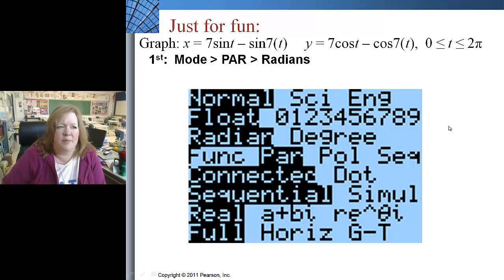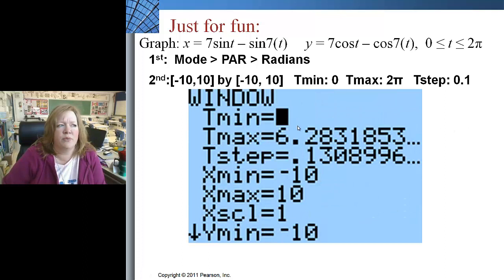The second step is going to go to the window, and if you'll notice, your window changed. Instead of saying x min and x max, we're going to have t min, t max, t step, x min, x max, y min, y max. So when I go to put my values in, the t min is going to be the 0 here. The t max is 2 pi, and when you type in 2 pi, it'll change to this decimal.